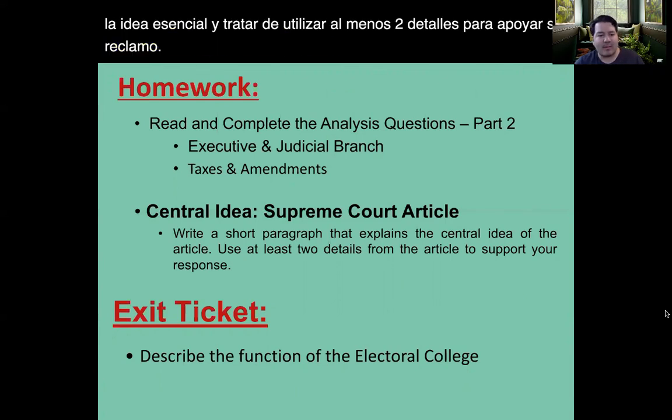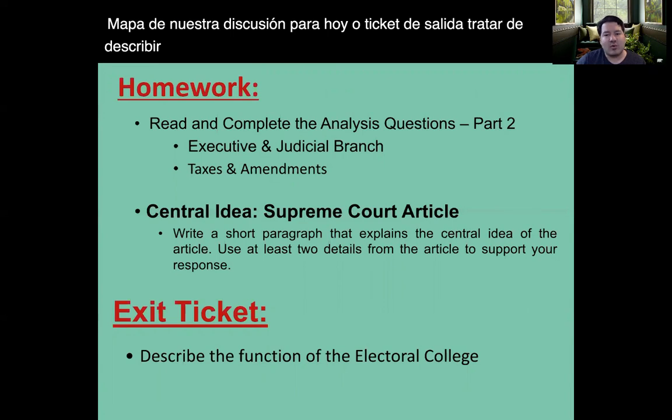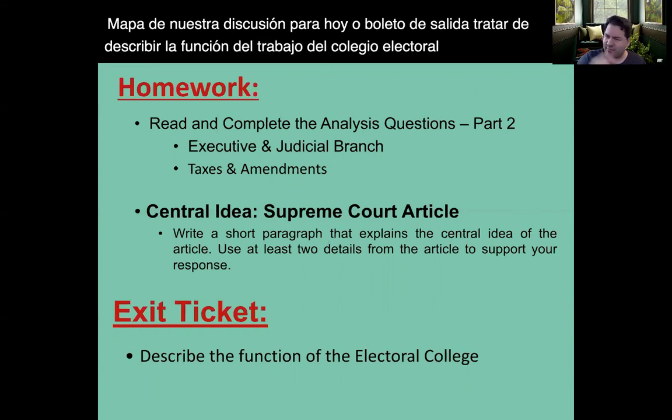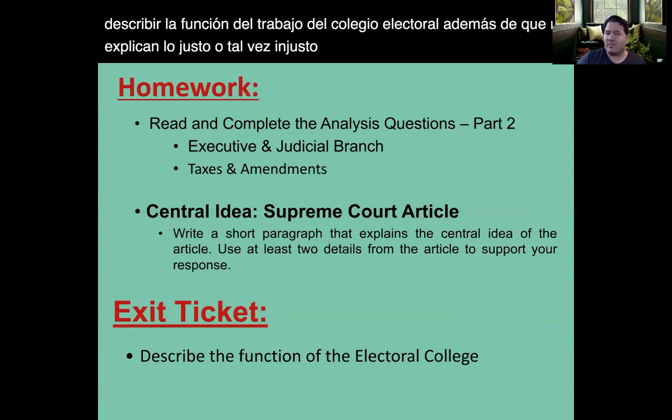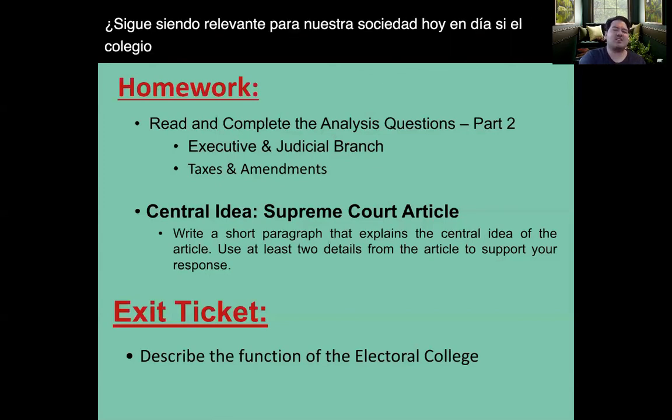Now, in order to wrap up our discussion for today, our exit ticket, try to describe the function, the job, of the Electoral College. In addition to that, explain to me how fair or maybe unfair you think it is. And then, is it still relevant for our society today? Should the Electoral College still exist, or should we just stick to the popular vote?